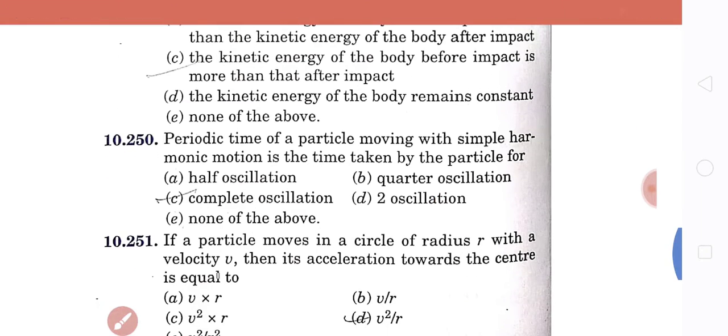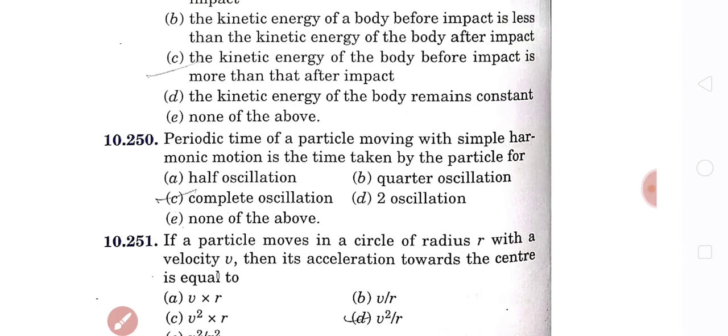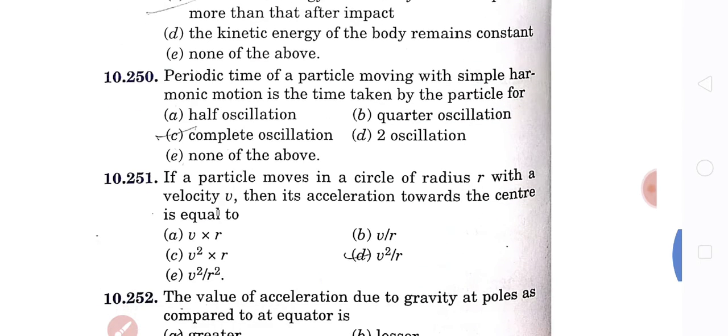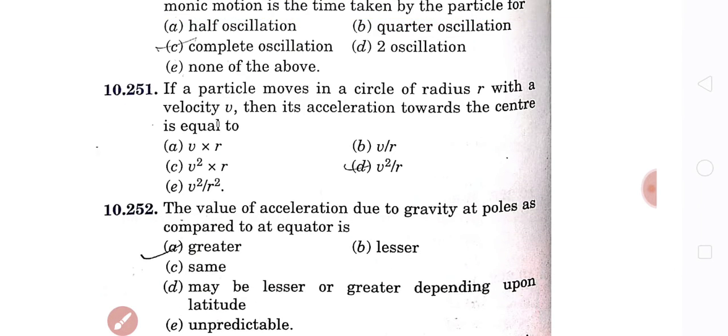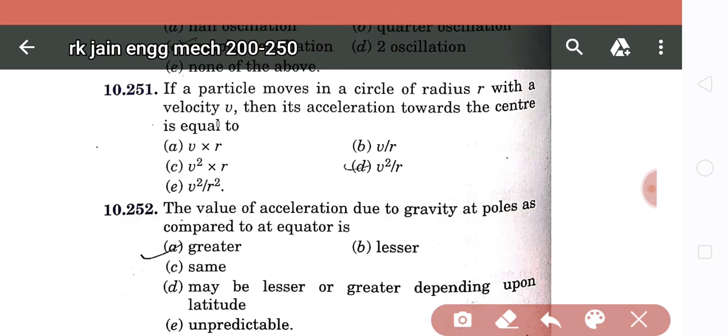Next, 250. The periodic time of a particle moving with simple harmonic motion is the time taken by the particle for one complete oscillation. It is called periodic time. Answer will be complete oscillation. If a particle moves in a circle of radius r with a velocity v, then its acceleration towards the center is equal to v square by r.